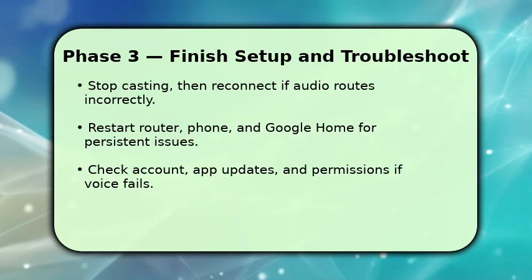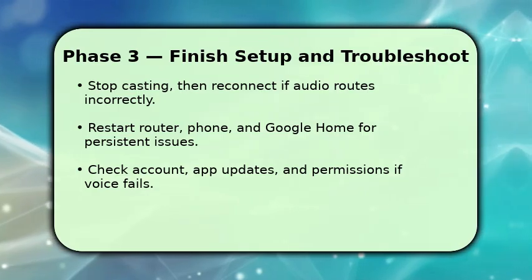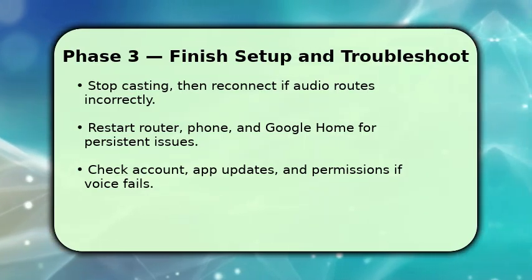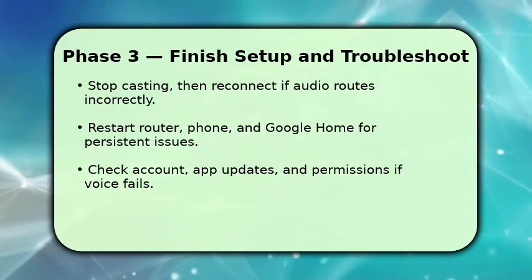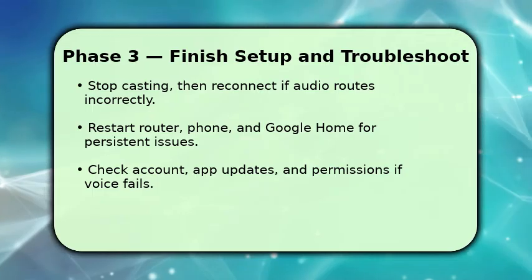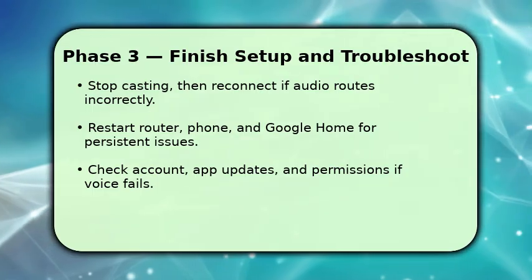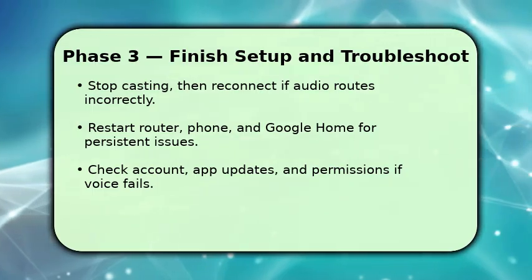Pause, resume, skip. If audio routes to the phone instead of the speaker, stop casting in the app and reselect the Google Home device. For persistent failures, restart the router, your phone, and the Google Home. Make sure apps are updated and the same Google account is active.